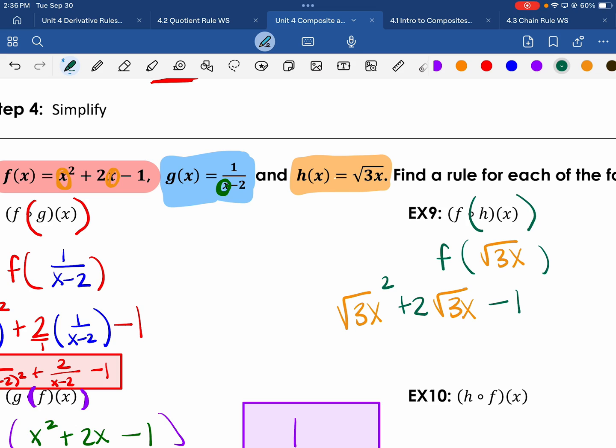So all of the green stuff is coming from the original f function, and then the orange stuff is what I'm replacing x with. Does that make sense? Okay, what simplifies? Yeah, this guy right here, those will cancel. And so I just get 3x plus 2 square root of 3x minus 1.